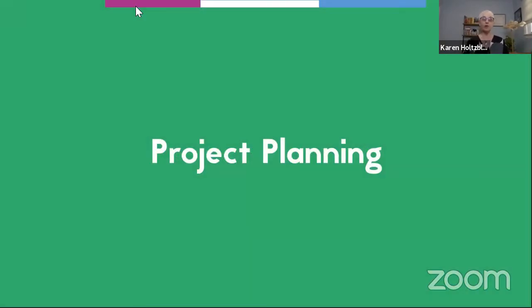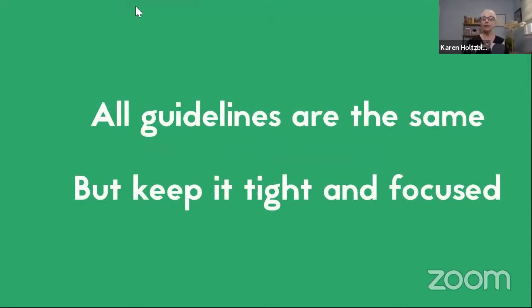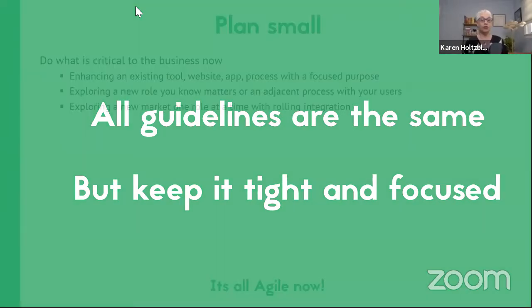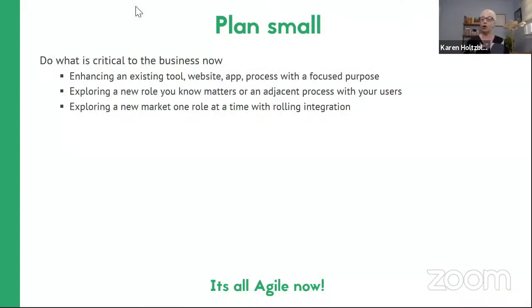All right, we got to start with project planning. Now, project planning has got to be a little bit different for this, because if we want to do things online, we're going to need a much smaller, tighter focus. All the guidelines are the same, but you're going to do things in small chunks. So really, it's all agile. You want to plan small.